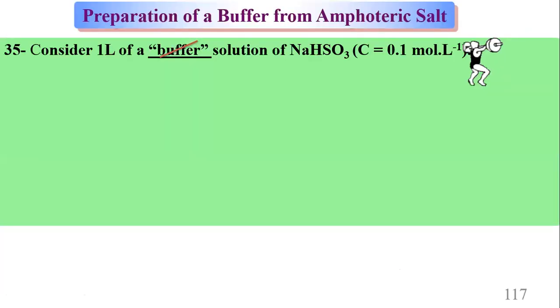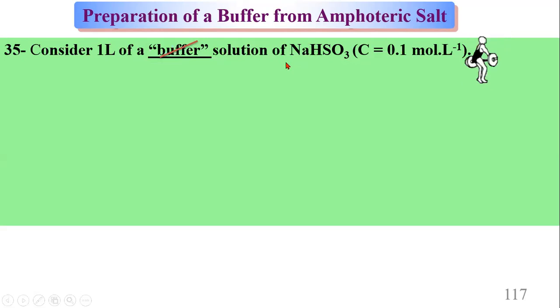Okay. We're now still at the process of preparing a buffer by adding some acid to an OH minus, let's say. And here they're going to prepare a buffer solution eventually from an amphoteric salt, NaHSO3. Bear with me and you will see. Now in the question they say consider a 1 liter buffer solution of sodium hydrogen sulfite. That's very wrong. At the moment, the sodium hydrogen sulfite is definitely not a buffer. This is a salt solution. What type of salt is this?